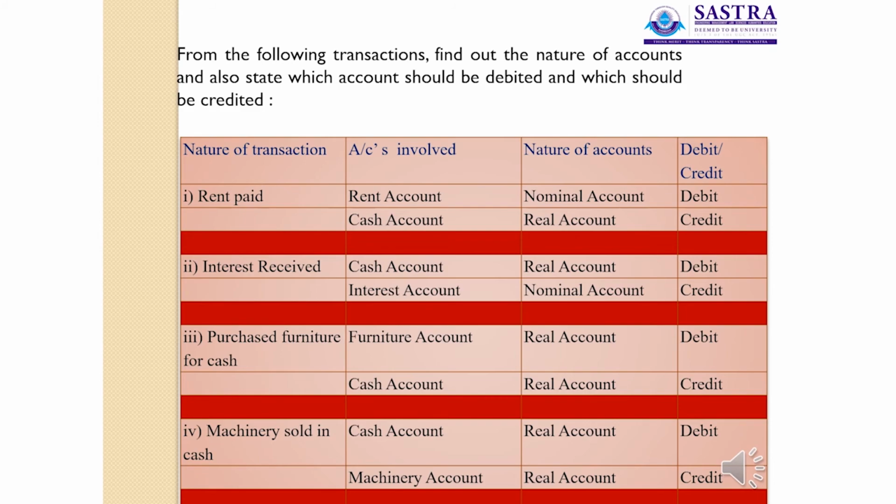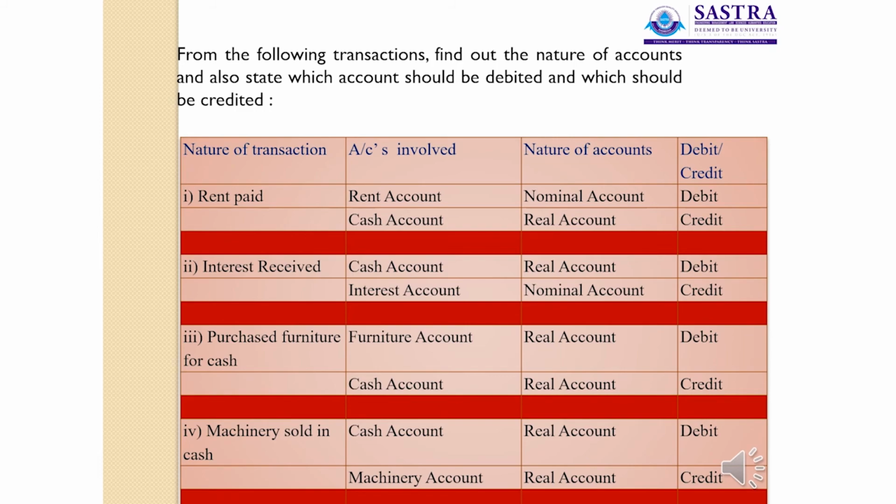Here, from the following transactions, find out the nature of accounts and also state which account should be debited and which account should be credited. Here the first one is the nature of transaction. The first transaction is rent paid.